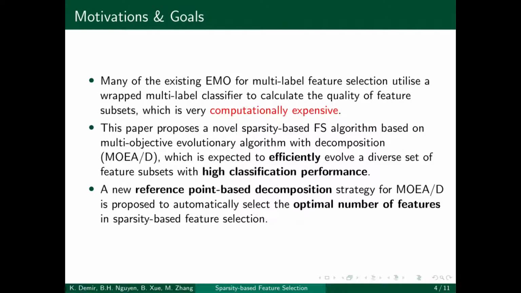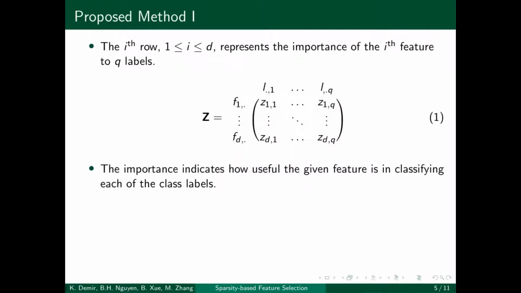This paper proposes a novel sparsity-based feature selection algorithm based on multi-objective evolutionary algorithm with decomposition, which is expected to efficiently evolve a diverse set of feature subsets with high classification performance. A new reference point-based decomposition strategy for MOEA is proposed to automatically select the optimal number of features in sparsity-based feature selection. In order to perform sparsity-based feature selection, we propose a new representation for MOEA.